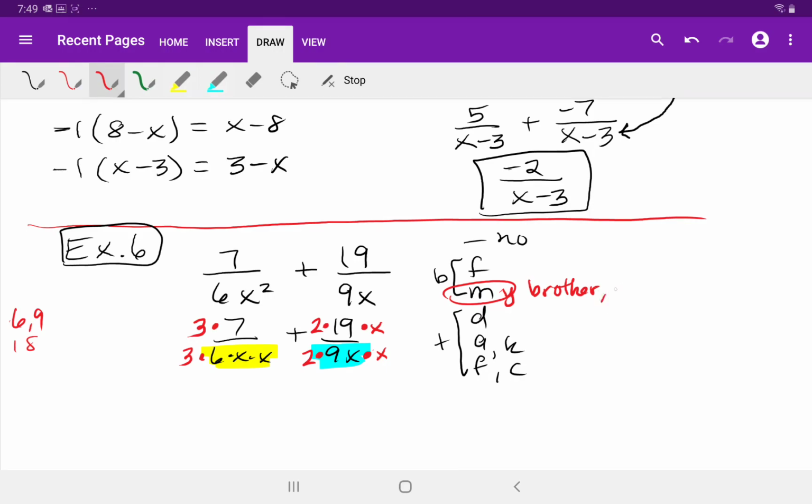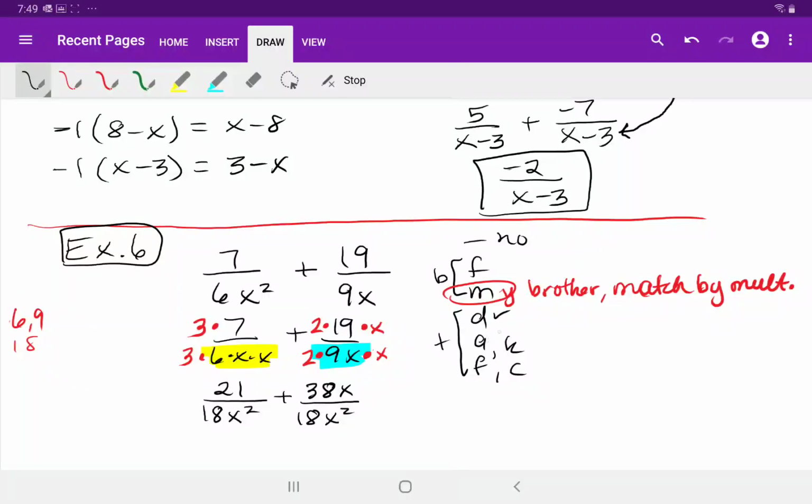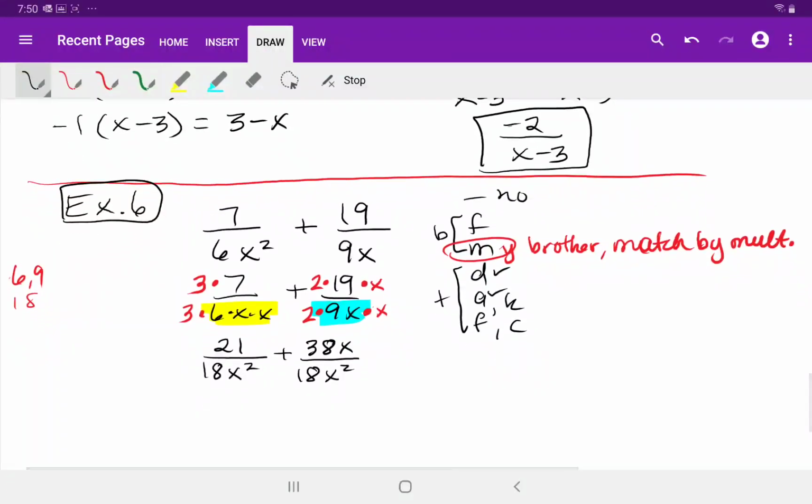Okay, so my brother, I also called it match by multiplying. In this case, the brother works, but also match by multiplying saves me a little bit of time on this specific problem. So this is 21 over 18x to the second plus 38x, I'm on the distributing step, divided by 18x to the second. So now they match. I add the numerators. Oh, that's interesting. I'm adding the numerators, but there's no like terms. So I guess I'll just put 38x plus 21.